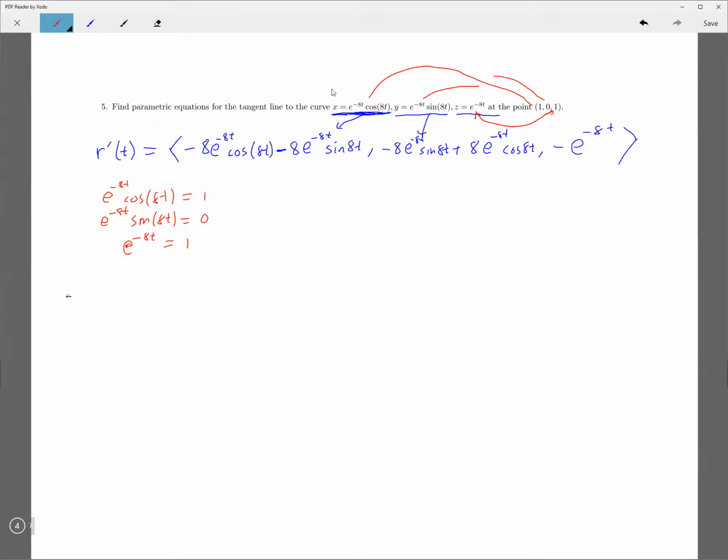So this is the original curve. And as you can see, well, hopefully you can see that t equals 0 is going to work. It's going to do the trick. So that means the tangent vector when t equals 0 is going to be r prime of 0. What happens when you plug a 0 in for t in this expression? What do we get?